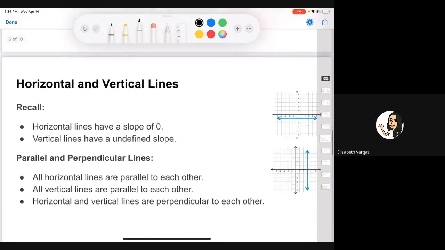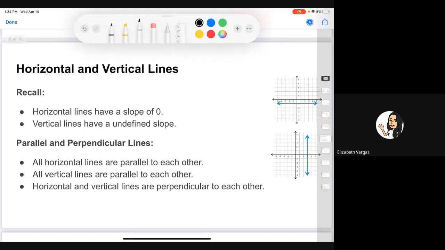Okay, now we're just going to discuss briefly horizontal and vertical lines. Let us recall that horizontal lines have a slope of 0, so their slope is equal to 0, and vertical lines have an undefined slope. Well, what we'll reference here is that all horizontal lines are parallel to each other, and all vertical lines are parallel to each other.